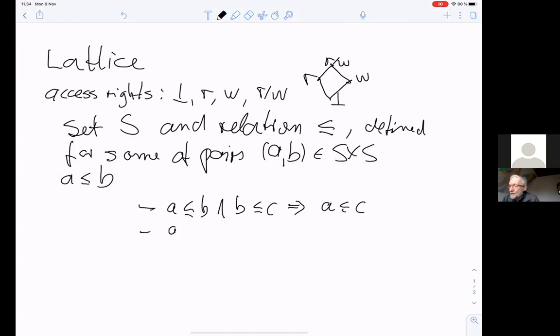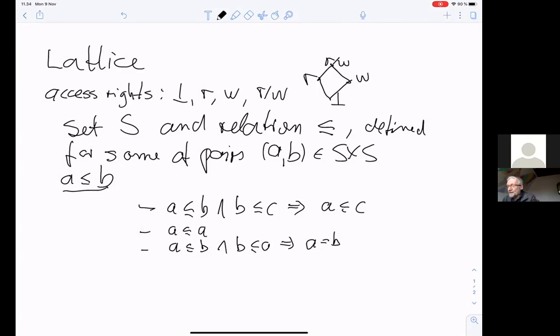Also, A must be less than or equal to itself. Kind of makes sense, I guess. And then we also have that if A is less than or equal to B and B is less than or equal to A, it actually follows that A and B are the same element. These are, in some sense, sanity checks for such a relation, in order to make intuitive sense of the idea that if A is less than or equal to B, then B is more than A in some reasonable sense.